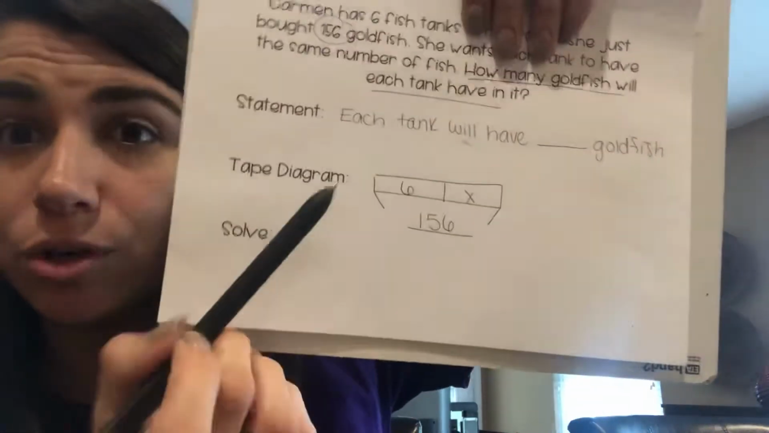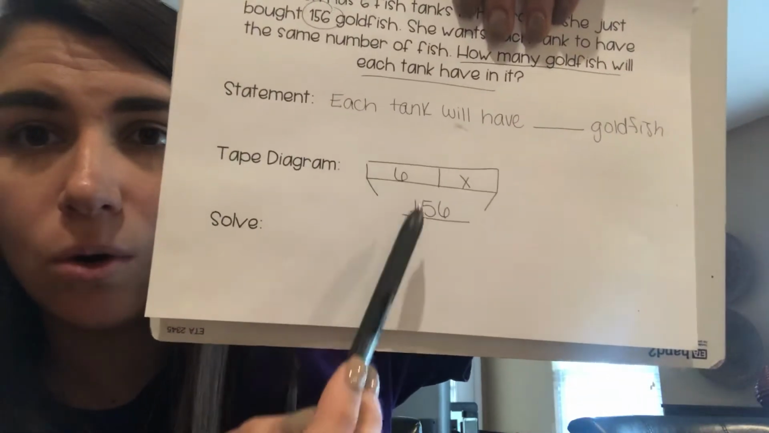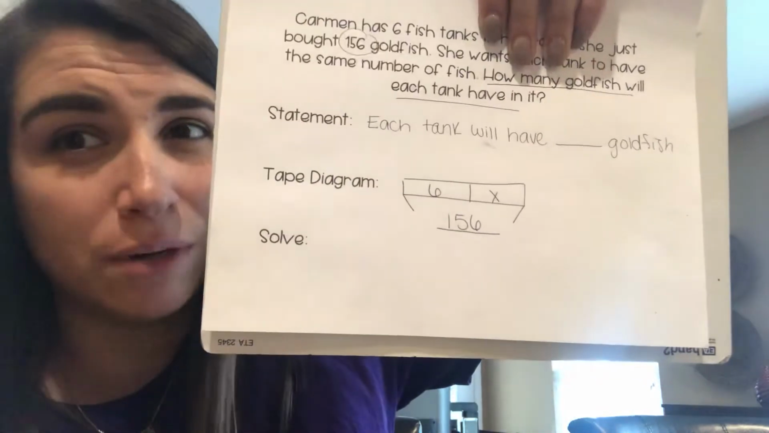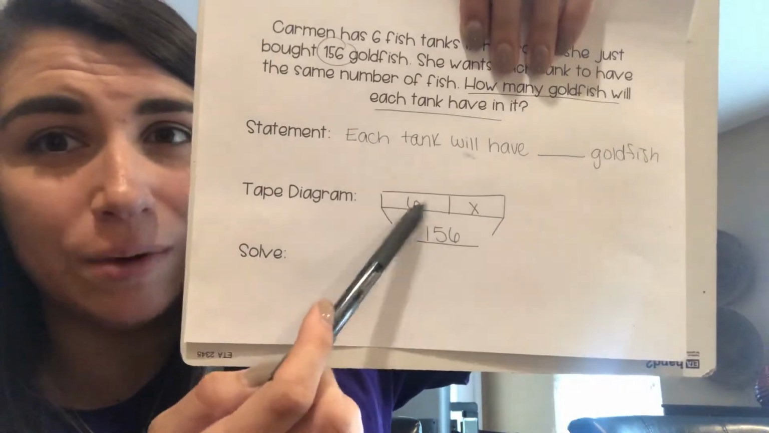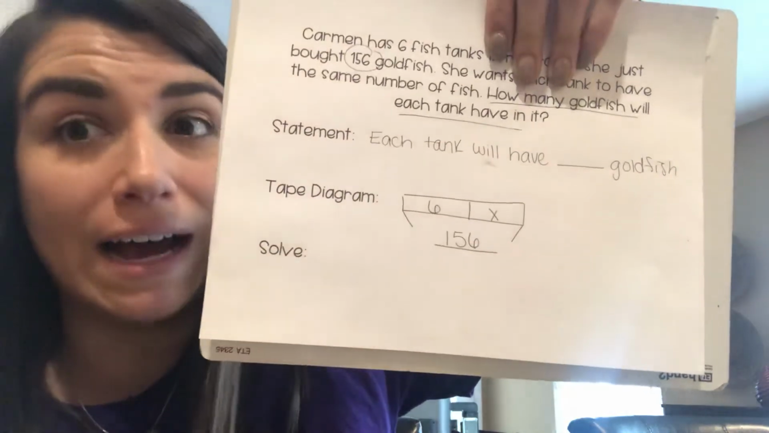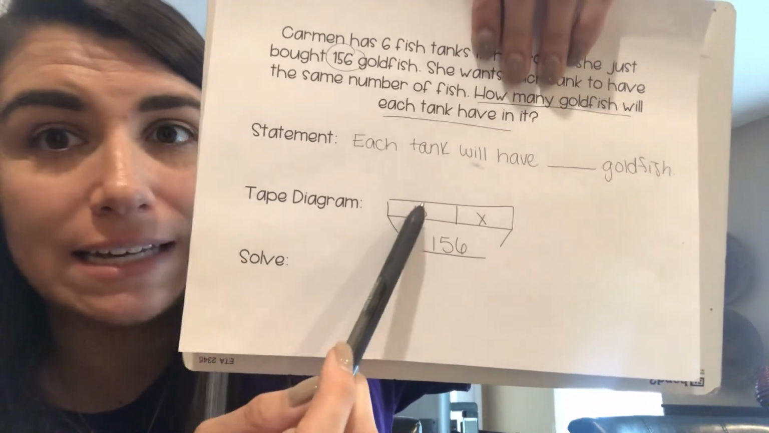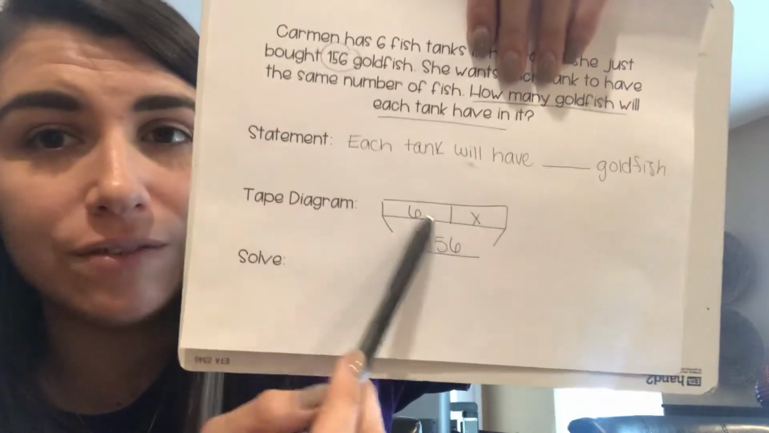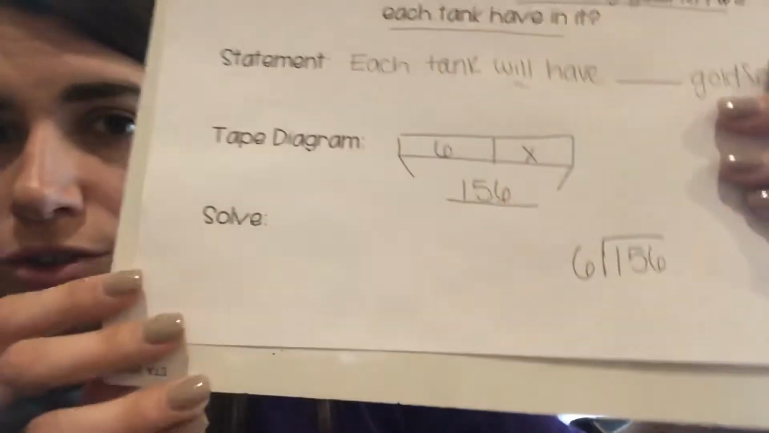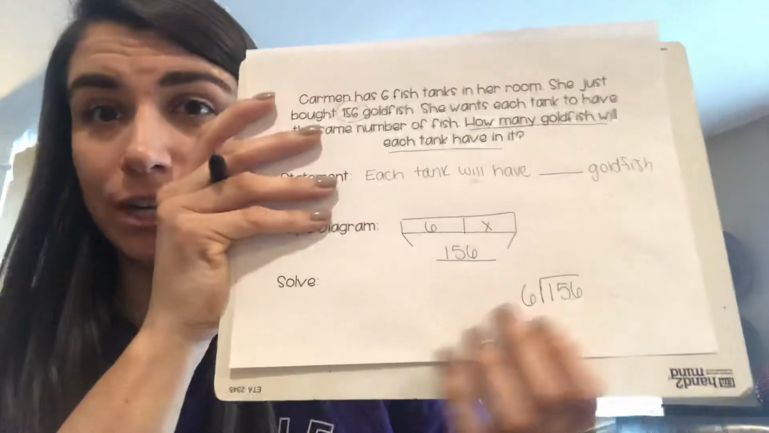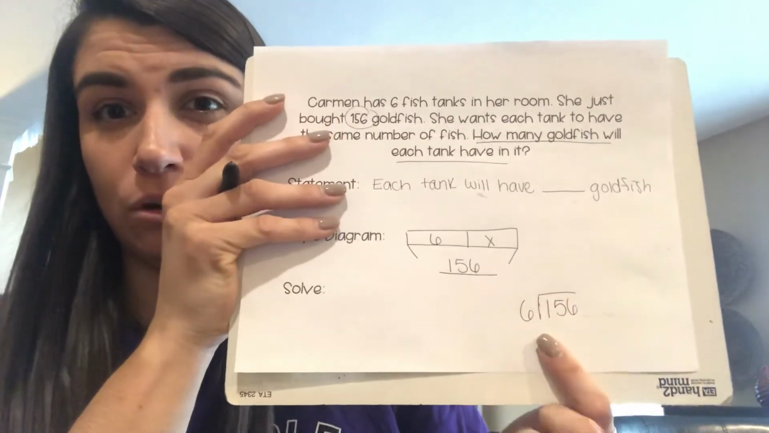So we need to solve. So right now we have part whole. So this isn't a subtraction problem. Since we need to figure out how many go in each one, we need to divide. So we're going to divide 156 divided by 6. So on my paper, I'm going to write 156 divided by 6. So if you didn't do dividing, go ahead and pause your screen and fix your answer before we go over it.